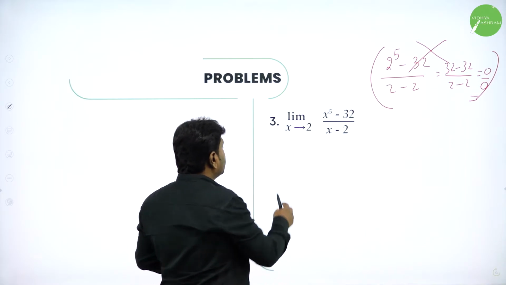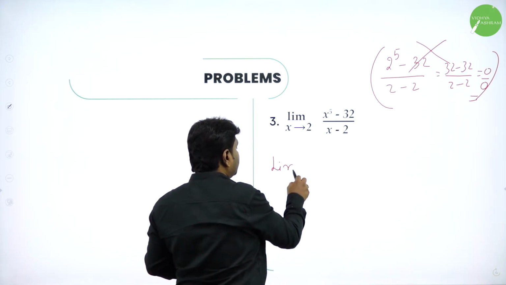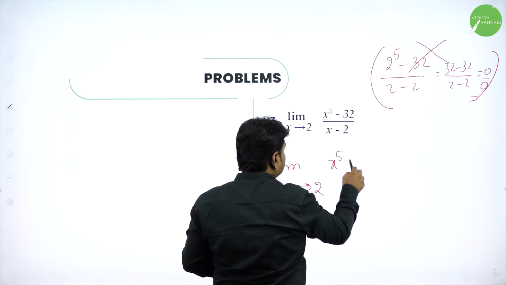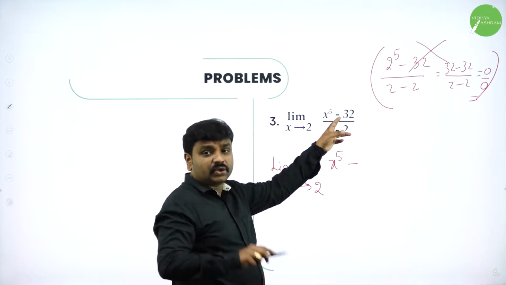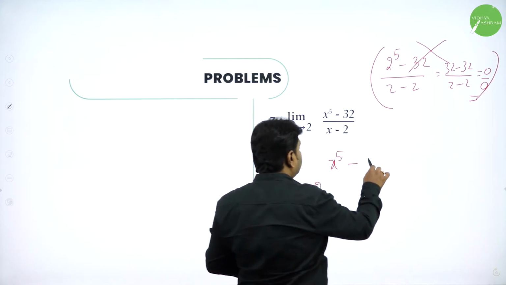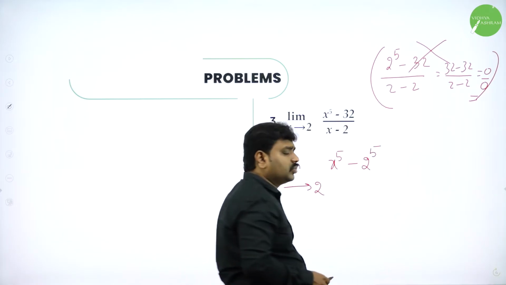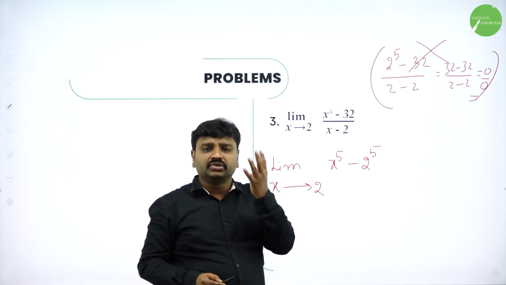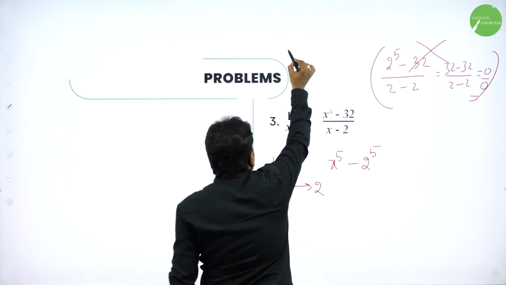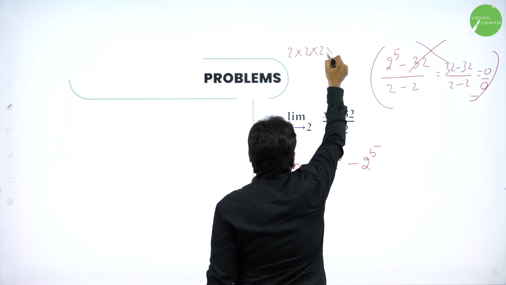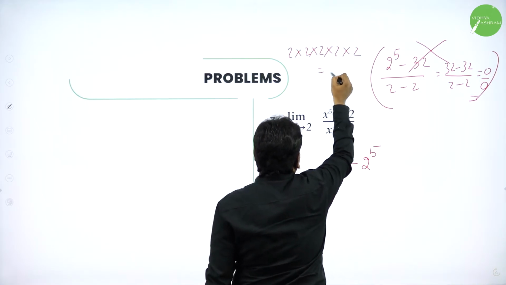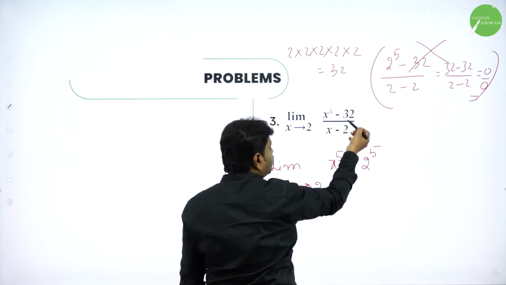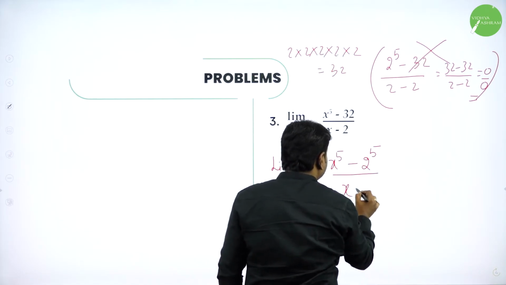So what should I do? I should simplify. Limit x is tending to 2. Now x power 5, and here we have 2, so write 32 in terms of 2. 2 power 5 is 32. What is 2 power 5? 2 2s are 4, 2s are 8, 2s are 16, 2s are 32. So 2 into 2 into 2 into 2 into 2, if you do, you will get 32. So 32 can be written as 2 power 5, divided by x minus 2.